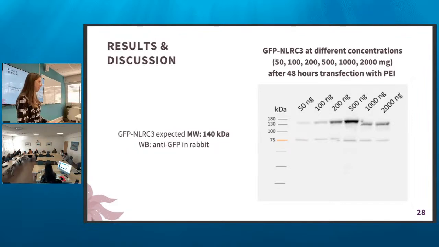So do you know how you could check if you efficiently transfected the plasmid? For this specific plasmid, for GFP and NLRC3, for example? For this plasmid, yes. Well, for whatever GFP plasmid. It's quite simple because we can detect it with the fluorescence. Right, but that's a protein. It's already translated. Yes.